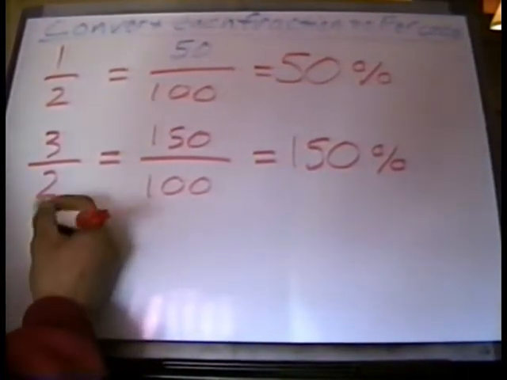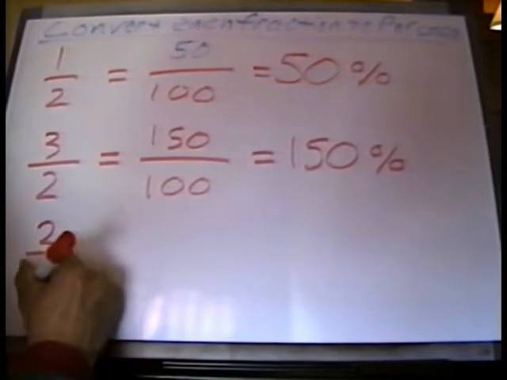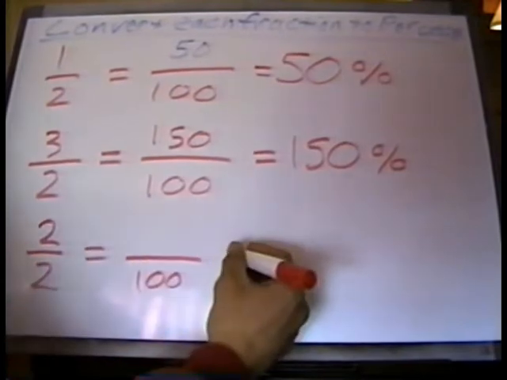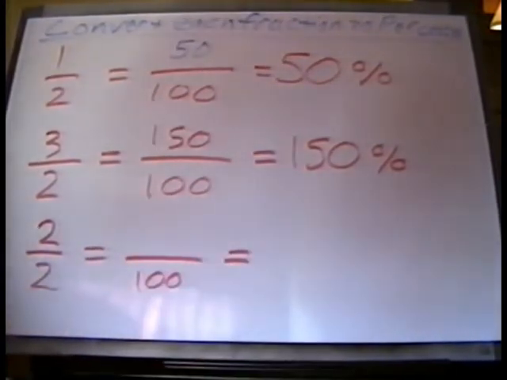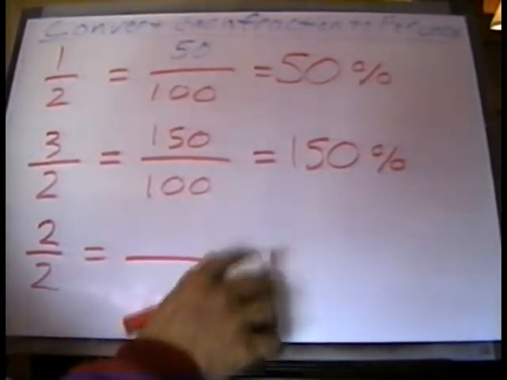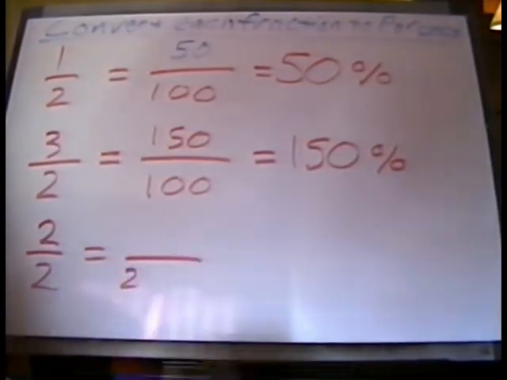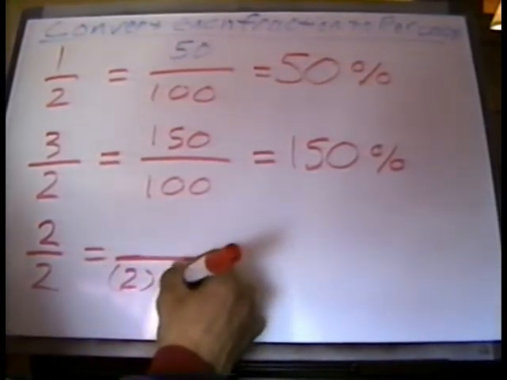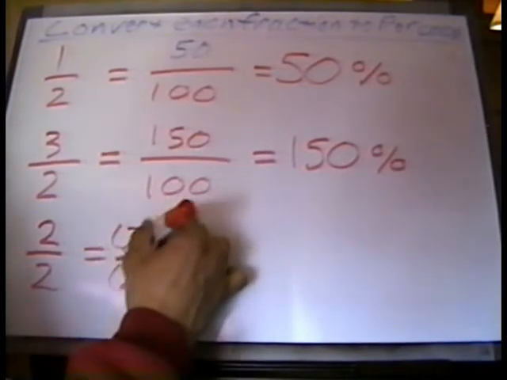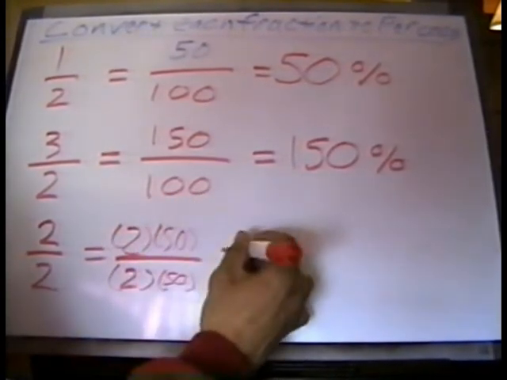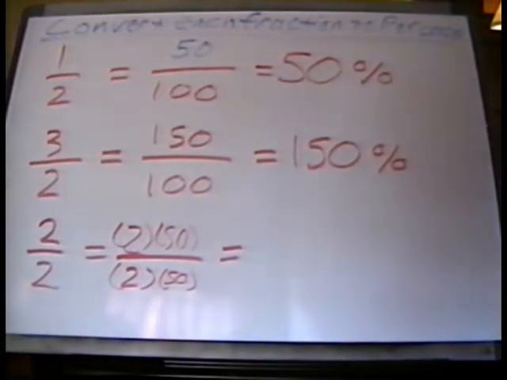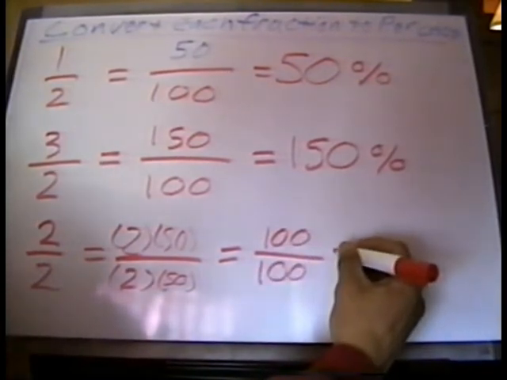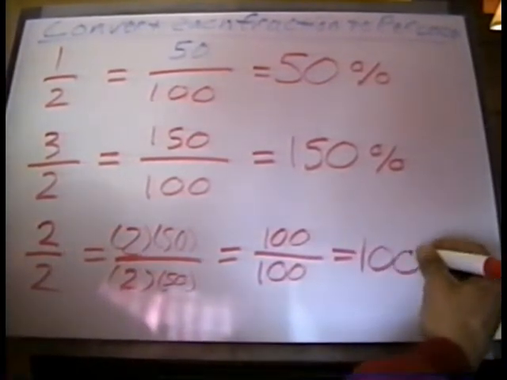I had 2 over 2. So I have to say, what number do I multiply by to get 100? So that's 2. That gives me 2 times 50 to get 100 there. So I multiply that 2 by 50 as well. Okay? So you get 100 over 100, or 100%.